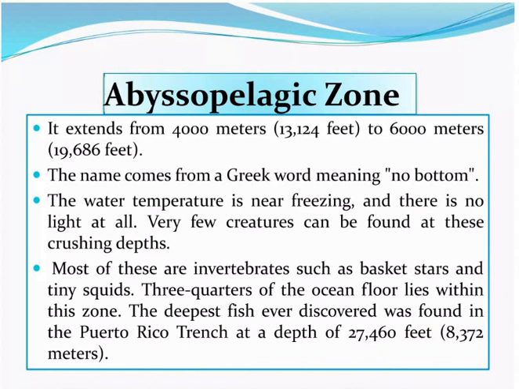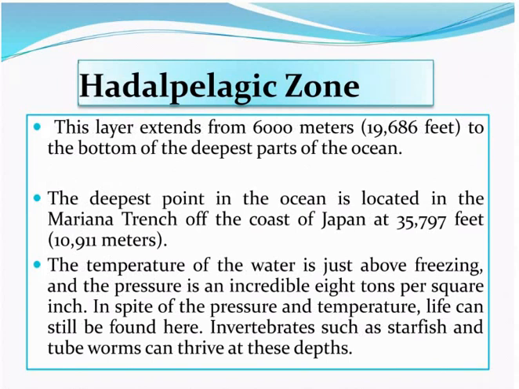The deepest fish ever discovered was found in the Puerto Rico Trench at a depth of 27,460 feet. Now, the hadalpelagic zone. This layer extends from 6,000 meters to the bottom of the deepest part of the ocean.